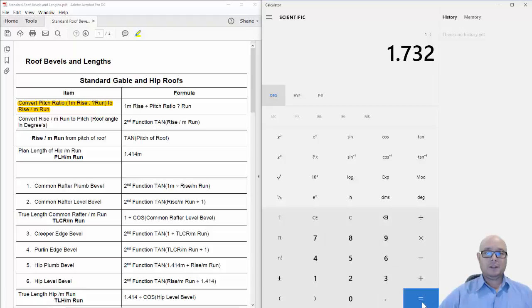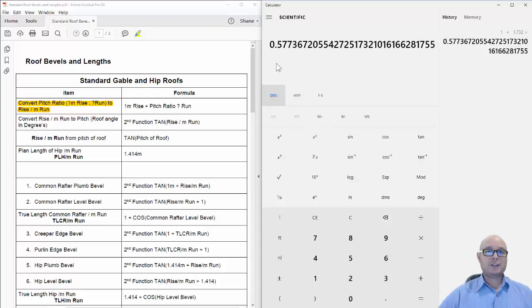1.732. I hit enter, and it gives me an answer of 0.577. Now that's rounding to 3 decimal points. Any length you want to round to 3 decimal points. Any angle or bevel you always want to round to 1 decimal point. So this is a length, so I need 3 decimal points. The answer would be 0.577.